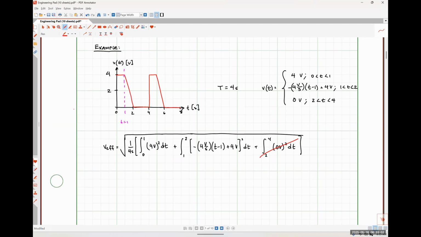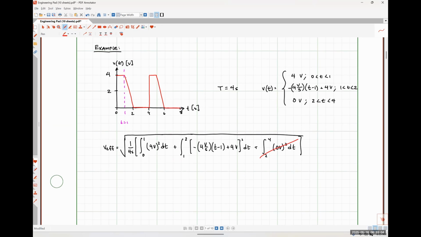Why did we time shift by 1? Because we have this new linear behavior over the interval from 1 to 2. So it's no longer a constant value, it's now changing in time. So I was just describing how it's changing in time.